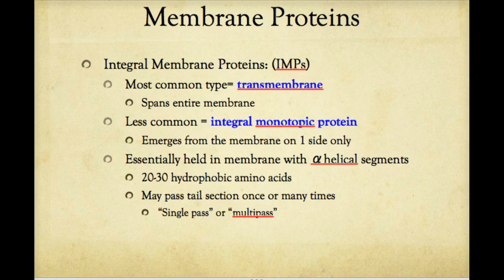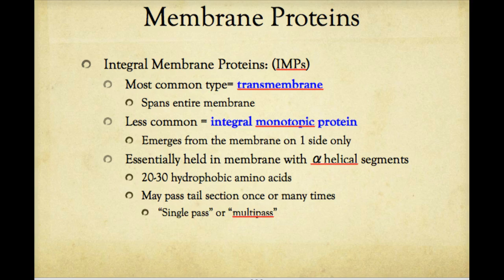Just a couple of reminders about membrane proteins. When we talk about integral membrane proteins, or IMPs, we're talking about proteins that are inserted in the membrane. But it turns out that there are slight variations among IMPs. The ones that most of us are comfortable with are transmembrane proteins. These are proteins that get inserted in the membrane all the way across. So they span the entire membrane, both monolayers.